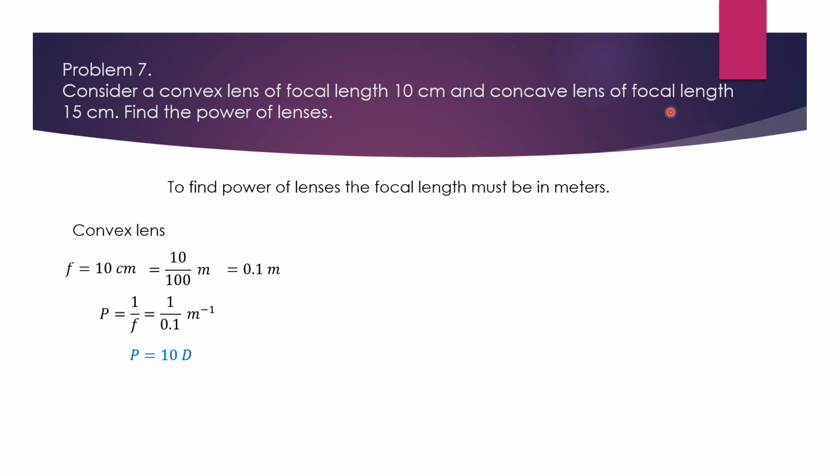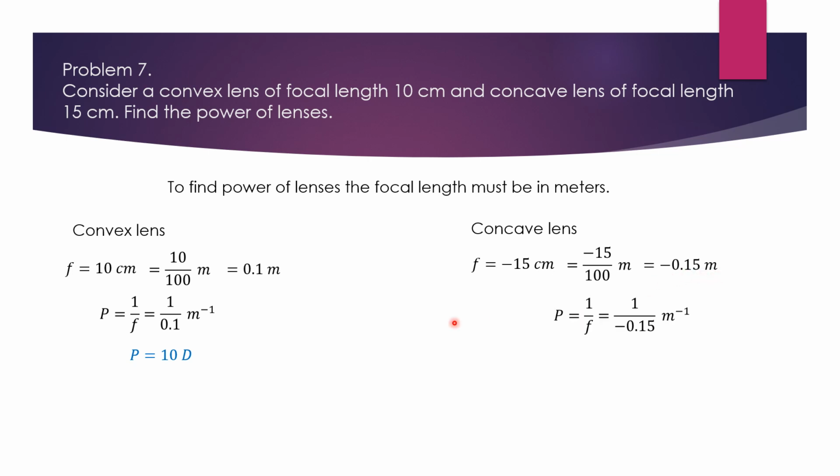In the other case, the focal length is 15 cm, that is for the concave lens, and since it is a concave lens, its focal length is negative. So f is equal to minus 15 cm. Converting it into meters, minus 15 over 100 meters, which is equal to minus 0.15 meters. Putting it in the equation for the power of the lens, that is the reciprocal of the focal length, 1 over minus 0.15 per meter, the power is minus 6.67 diopters.